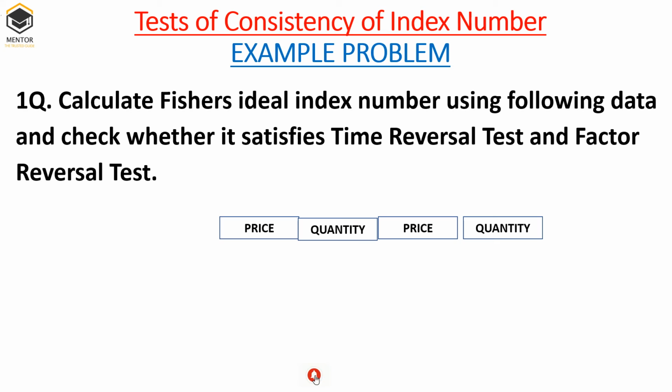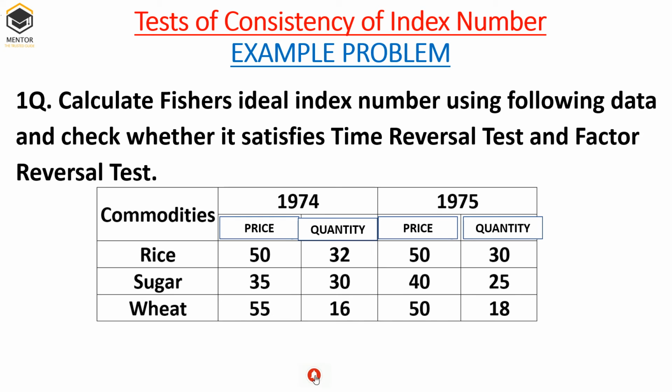Let's see the example problem of test of consistency of index number. Here we have the first example problem. Calculate Fisher's ideal index number using the data and check whether it satisfies the time reversal test as well as the factor reversal test. So here is the data. The commodities rice, sugar, wheat are given. Base year is 1974, current year is 1975. Quantities and prices are given under our base year and current year.